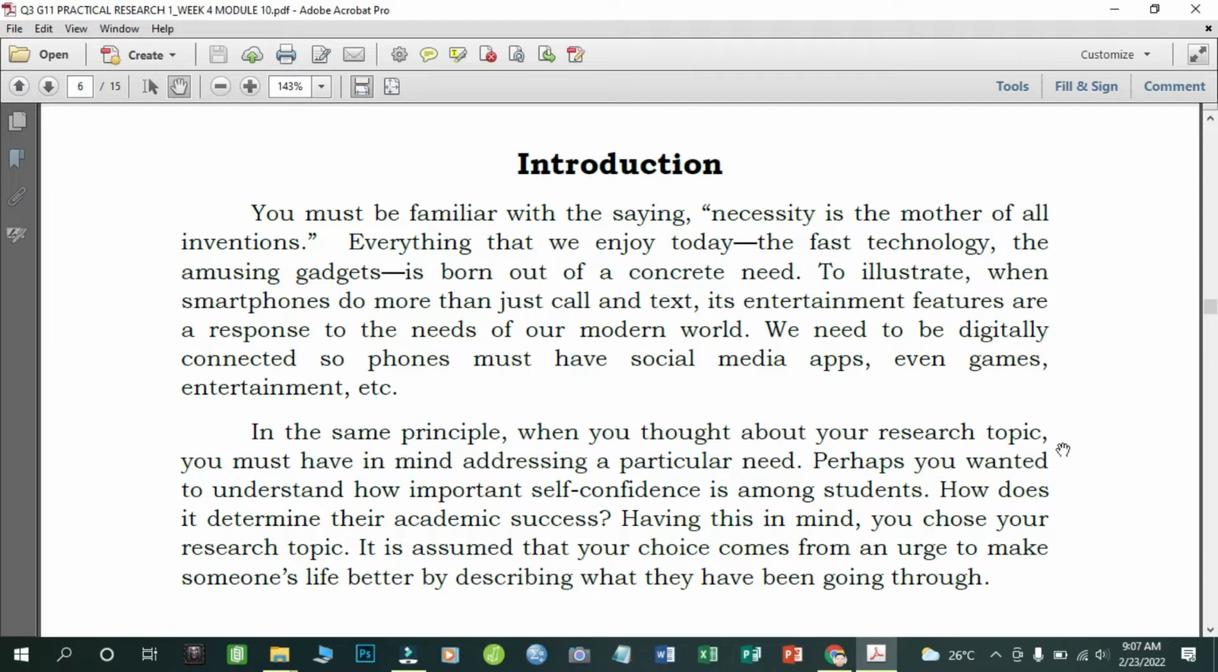Perhaps you wanted to understand how important self-confidence is among students. How does it determine their academic success? Having this in mind, you choose your research topic. Assume that your choice comes from an urge to make someone's life better by describing what they have been going through.